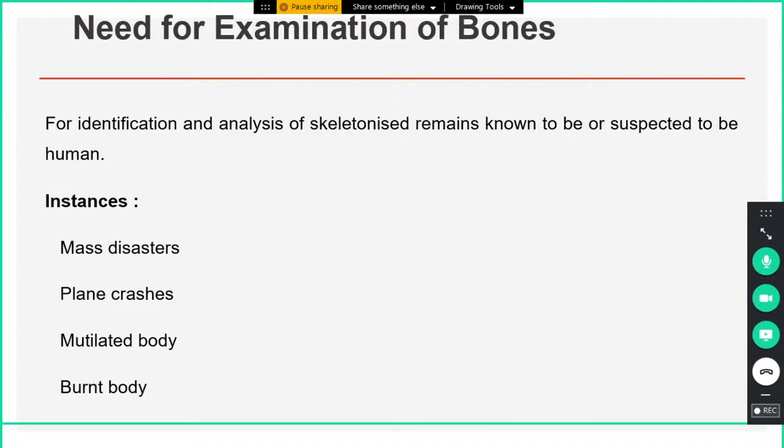What is the need for examination of bones? For identification and analysis of skeletonized remains known to be or suspected to be human, such as in cases of mass disasters, plane crashes, cyclones, earthquakes, in which the body gets mutilated and burnt.